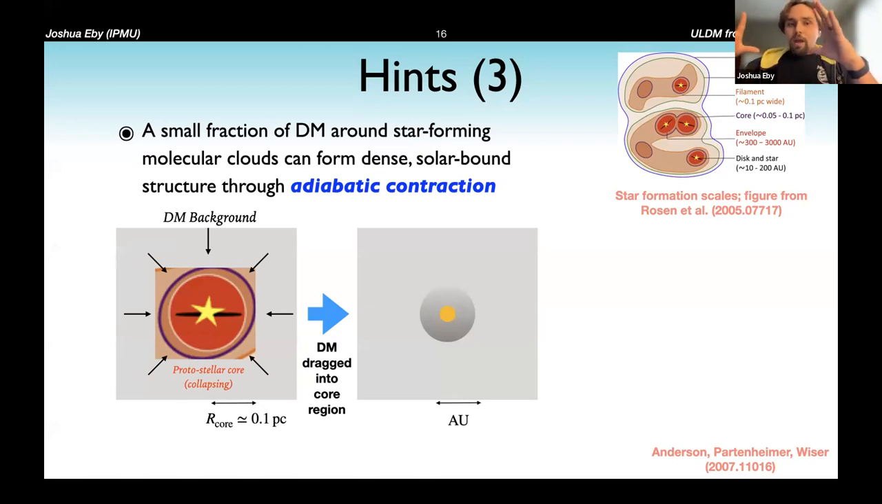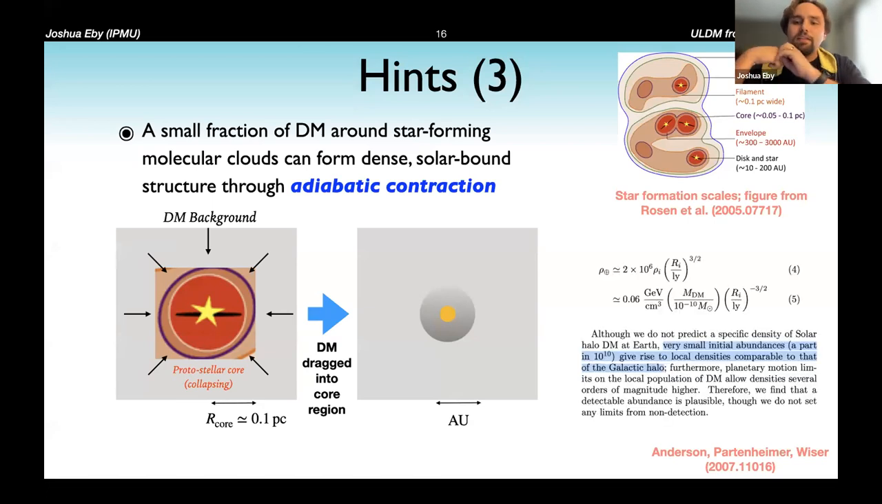If you have a little bit of dark matter bound to these collapsing cores, it will end up in a dense configuration around the sun. And in fact, in a study by Anderson, Partenheimer, and Weiser, they pointed this out. They weren't interested in ultralight dark matter. They just said this is a fairly generic process.